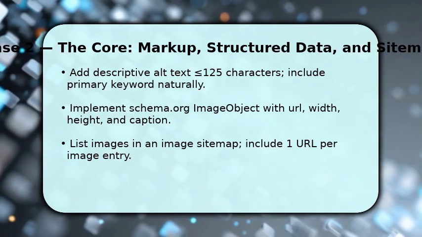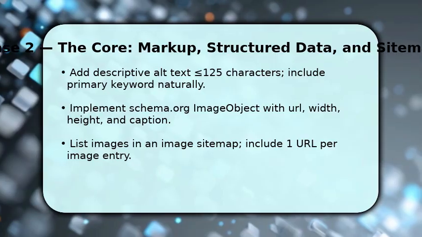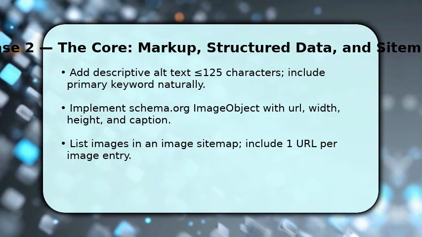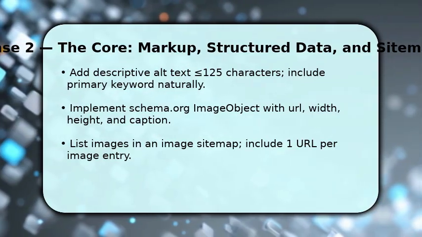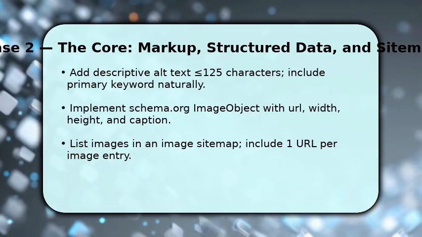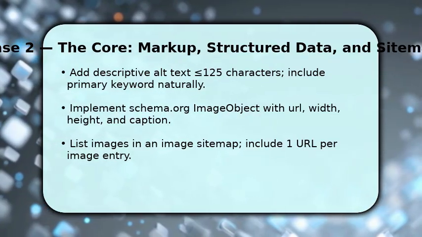Add concise, descriptive alt text, keep it under 125 characters, and include the main keyword naturally. Next, implement schema. ImageObject, where you provide the image URL, width, height, and a short caption. This signals intent and structure.